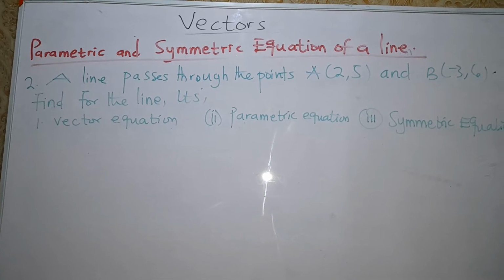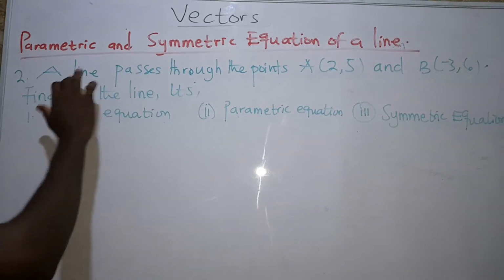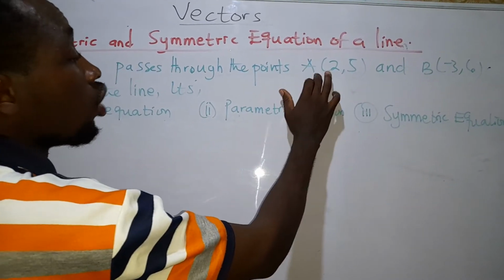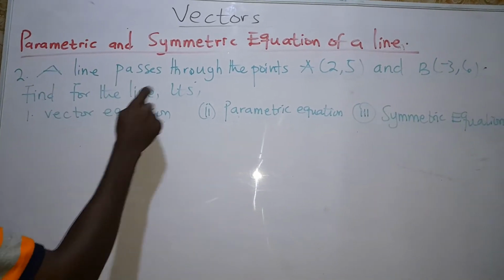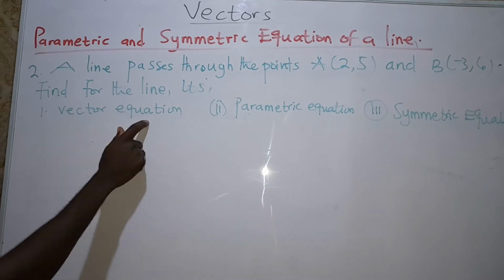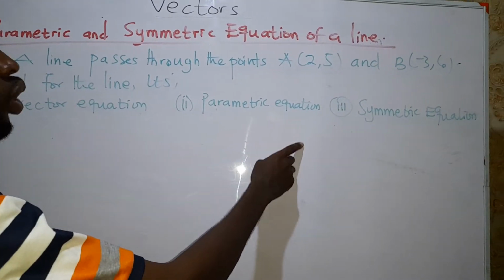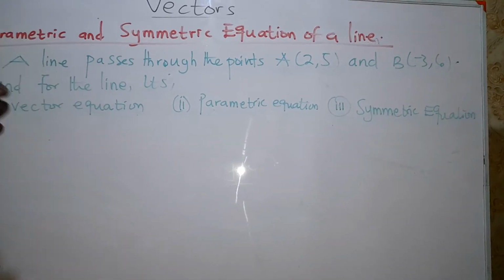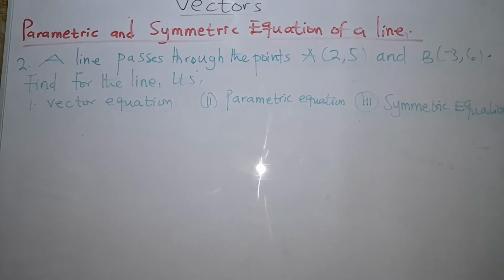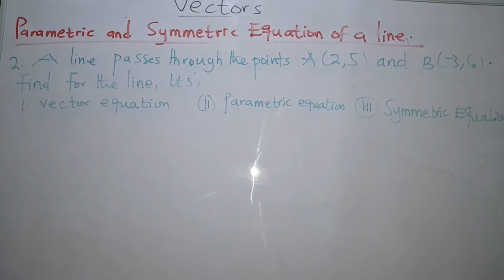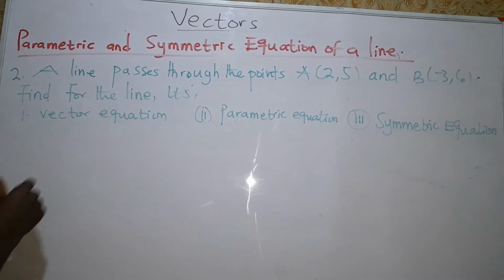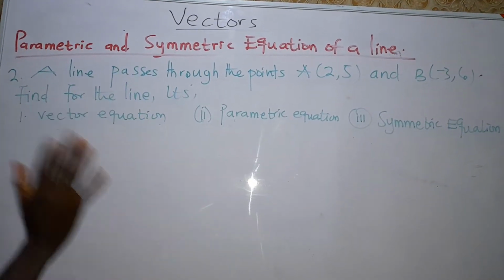So let's solve our second question. A line passes through the points A(2, 5) and B(-3, 6). Find for the line its 1) vector equation, 2) parametric equation, and 3) symmetric equation. Remember, please check out my videos on YouTube on finding the vector equation of a line when two points are given. Before we can find a parametric equation, we need a vector equation.